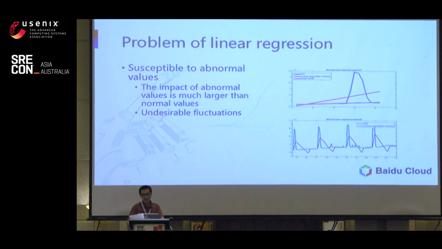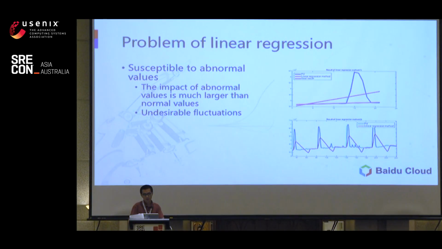Unfortunately, linear regression still has its problems. Let's see an example on the right side. The upper figure shows the result in a window. The blue curve is the PV number, and there is an abnormal rise near the right side of the window. The line fitted by linear regression is the right one, and the pink line is the ideal result. Obviously, the right side of the fitted line is pushed up by the abnormal rise.